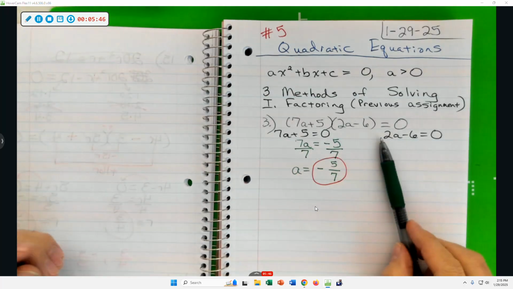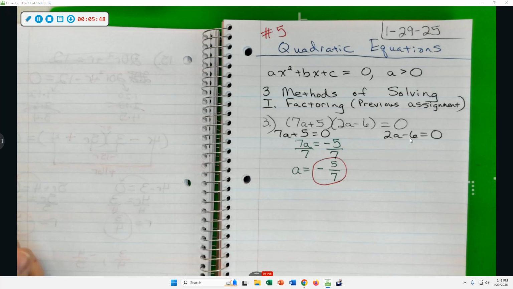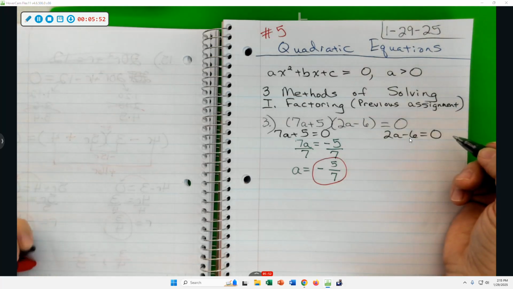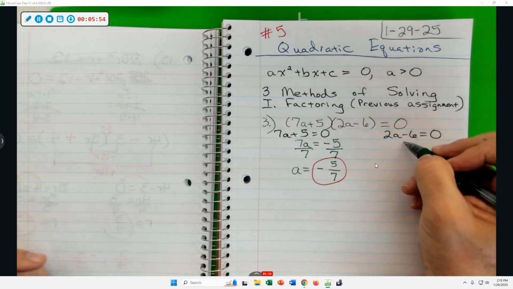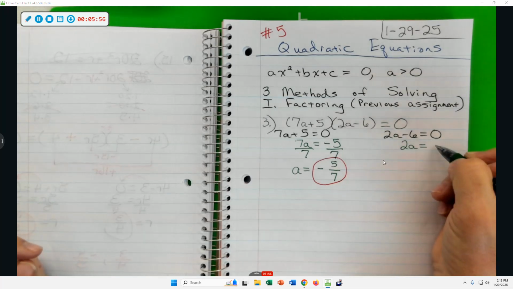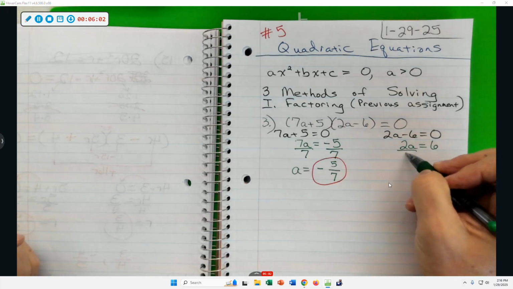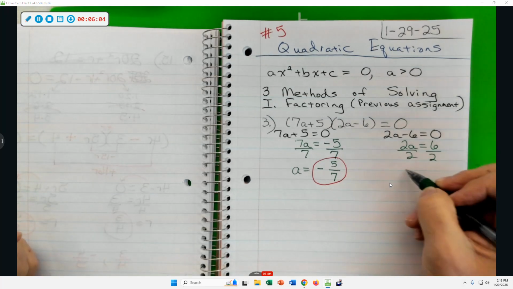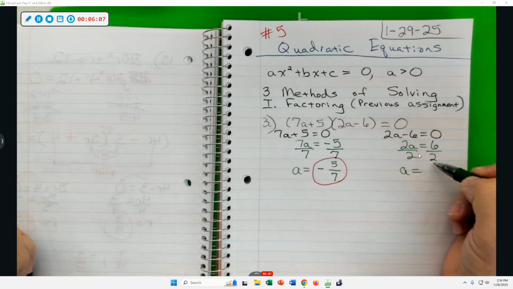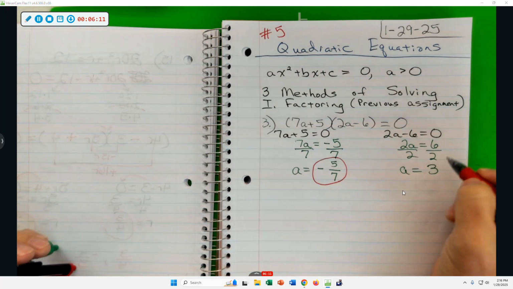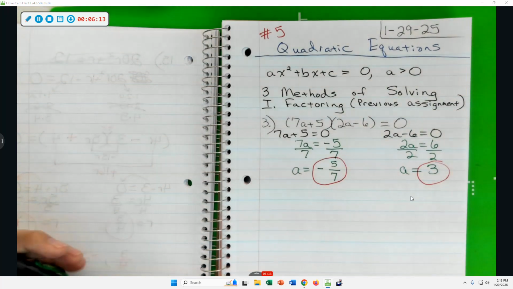Now the next one, 2a minus 6 equals 0. What will I do first? Add 6 to give me 2a equals 6, and then divide by 2. We recall doing this at the end of class last time. 6 divided by 2 is 3. So there's my second answer.